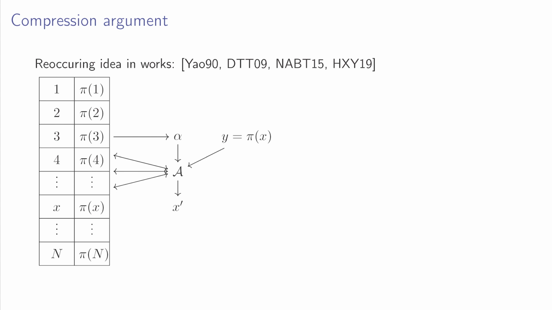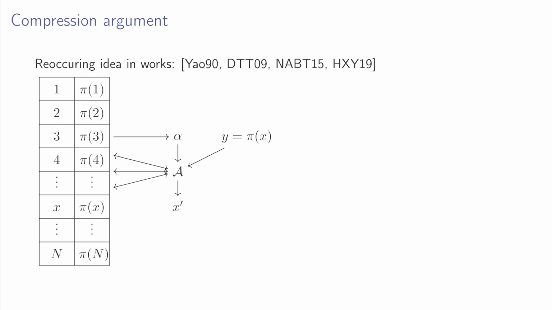The idea of compression argument is that if the adversary is very good at this game, we should also be able to use his advice and his code to design a very good encoding scheme for the permutation. And we finally can complete the proof by simply invoking the incompressibility of random permutations.